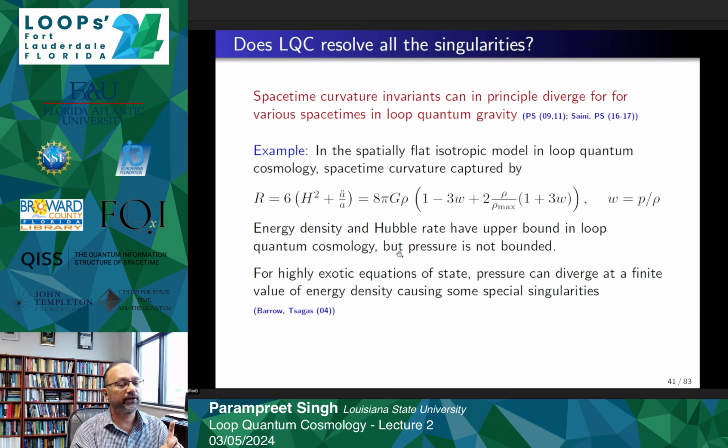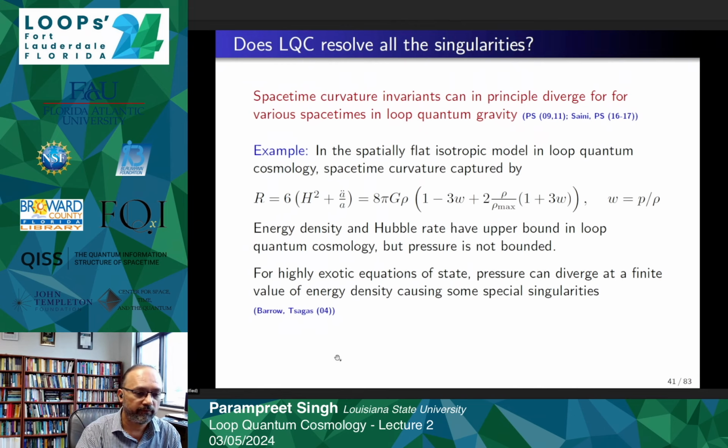Interesting thing is that even though I showed you that energy density is bounded, it turns out that space-time curvature invariants can in principle diverge for some space-times in loop quantum gravity. And what you can see is that if you take a spatially flat isotropic universe, then the expression for the Ricci scalar looks like this. But then depending on the equation of state, it is possible that even if energy density is bounded, the divergence of the equation of state, which can just occur because of the divergence of pressure, can cause the space-time curvature to be unbounded.